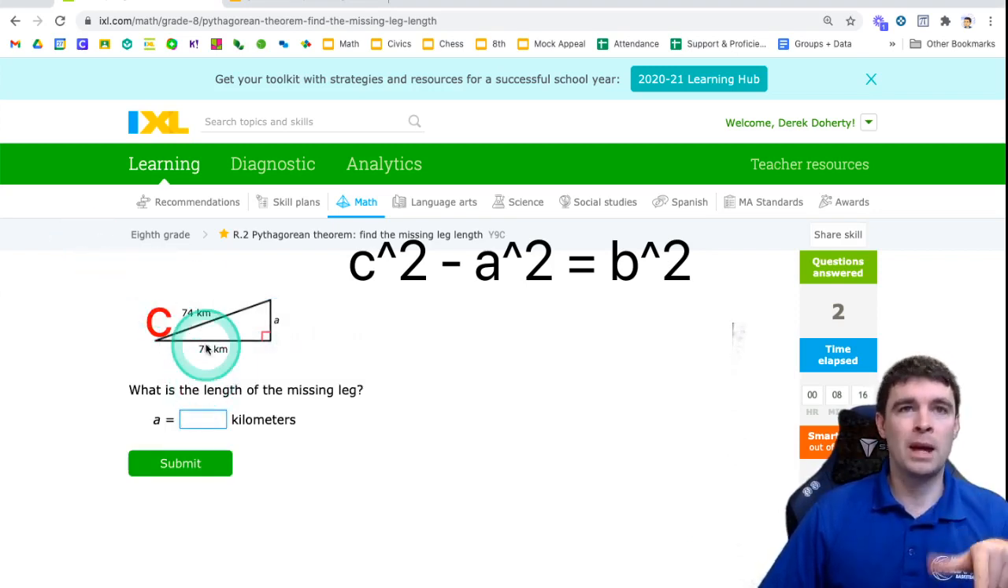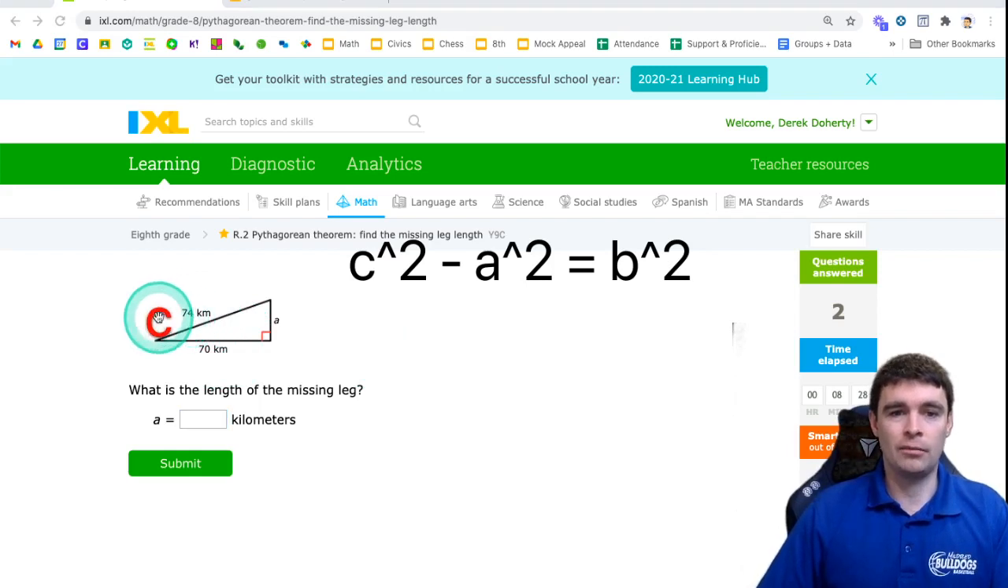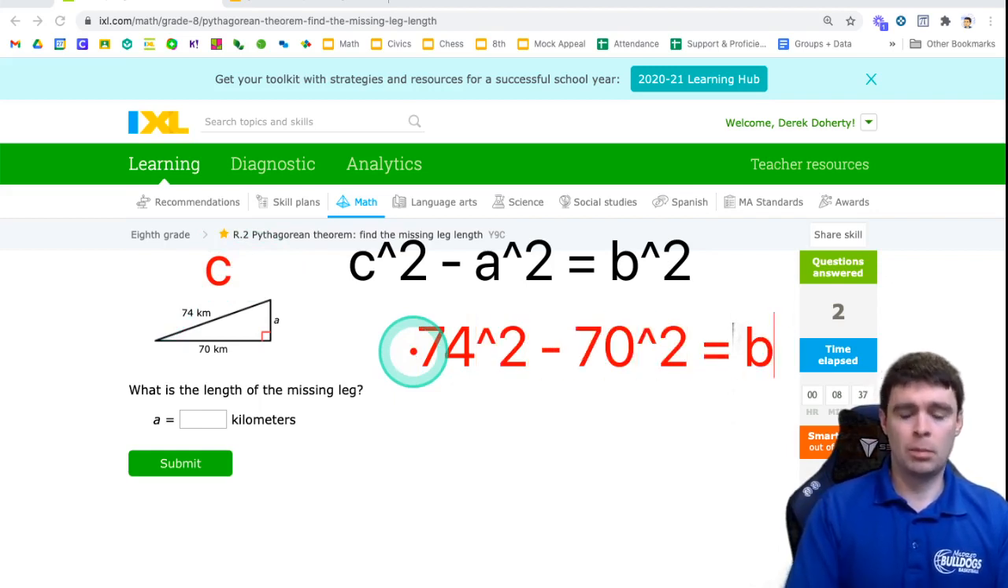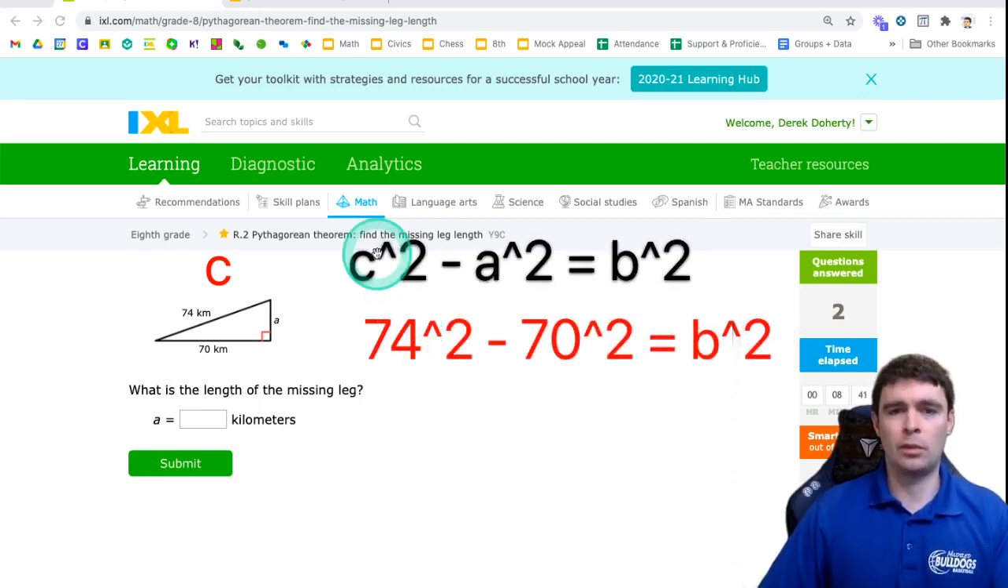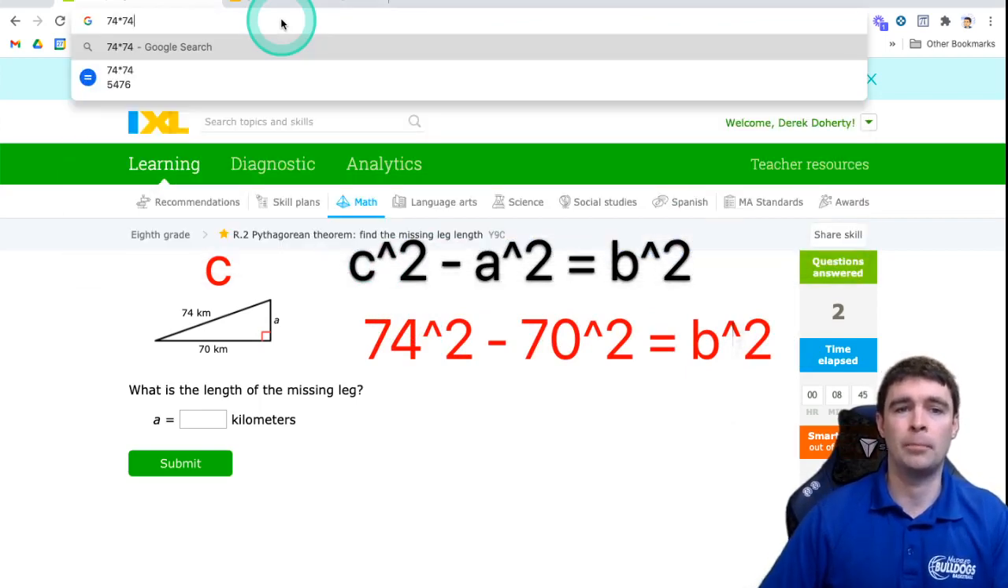One way they make this math more difficult is by putting in big numbers, so we'll run through this example quickly. I'd encourage you to pause the video, try to do it on your own first before you watch me. But the biggest side here is C, or the 74, so my first job would be to plug in 74 squared for C, and 70 squared for A. And at this point, I would not want to be doing mental math with 74 times 74, so you're going to see me going to a calculator to do 74 times 74.